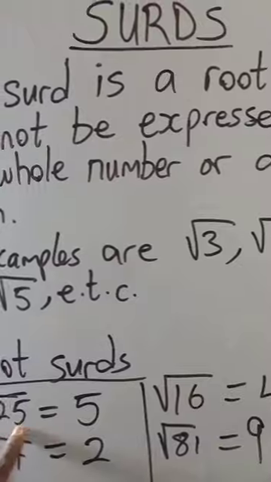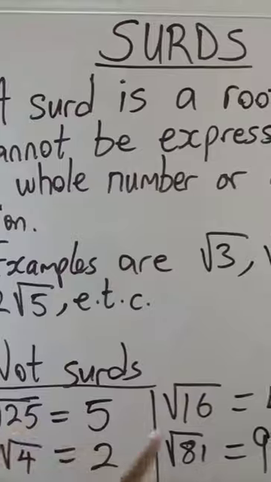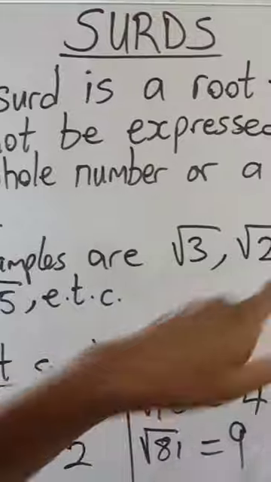The root of a perfect square gives us a single number. Hence, the root of a perfect square is not a SURD. But the root of a number that is not a perfect square is a SURD.